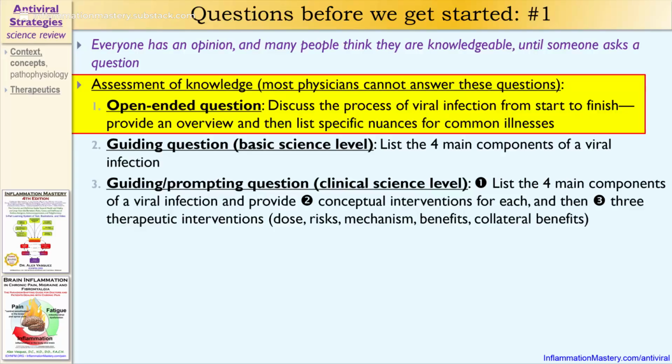So 4 main components. If you really understand that, then you would be able to understand 4 interventions, or 4 levels of interventions, we might say. And then based on that, you would or should be able to discuss what are some of the treatments that you would actually implement. So again, we go from understanding to a conceptualization of how we might approach each aspect of that understanding, and then how do we actually intervene. So components of the infection, ways to address each aspect of the infection, and then what do you actually do? Doses, risks, mechanisms, benefits, collateral benefits, cost effectiveness, etc.